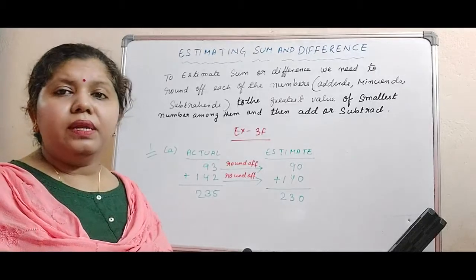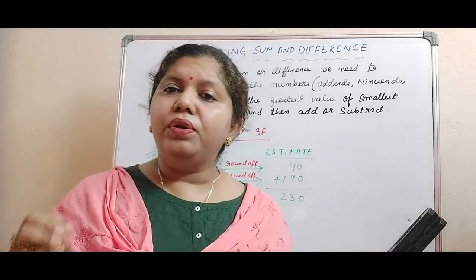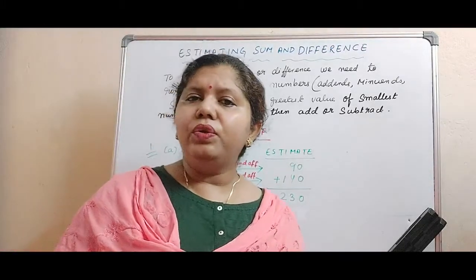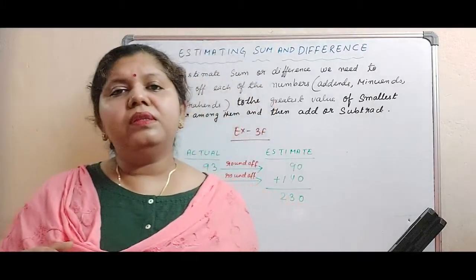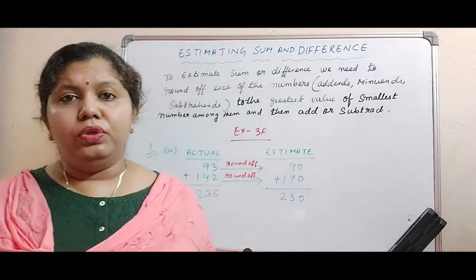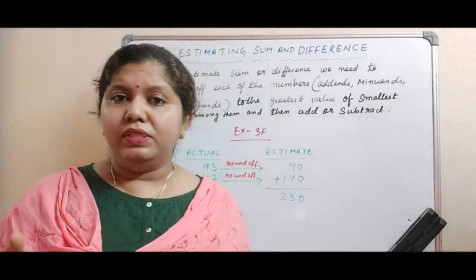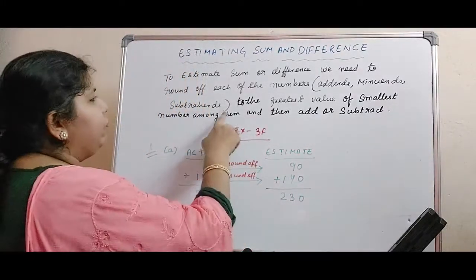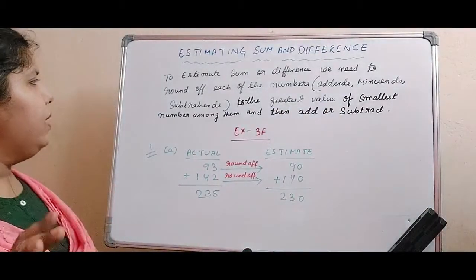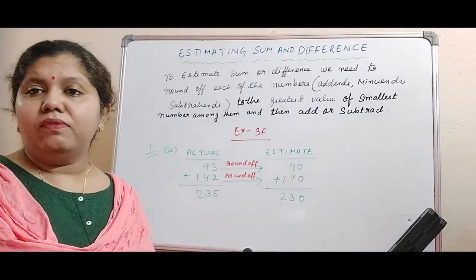Now how is the rounding done? If the rounding is already given in your question, that is, round to the nearest tens, hundreds or thousands, accordingly you will do the rounding. But many times the place to round to is not provided. In that case, we choose the number which has the fewest digits, that is the smallest number. We take the greatest place value of the smallest number, and round each of the numbers to that place.